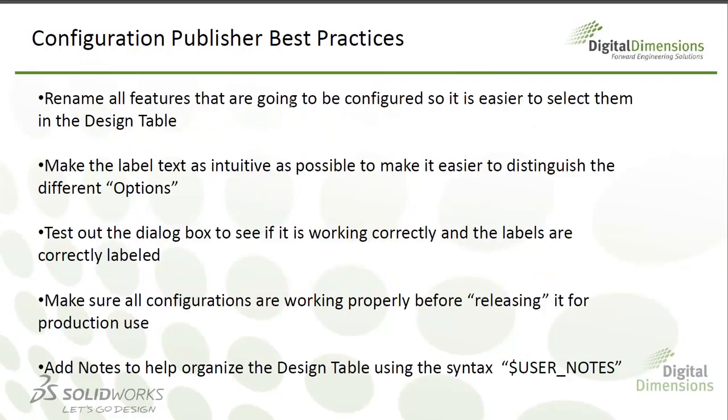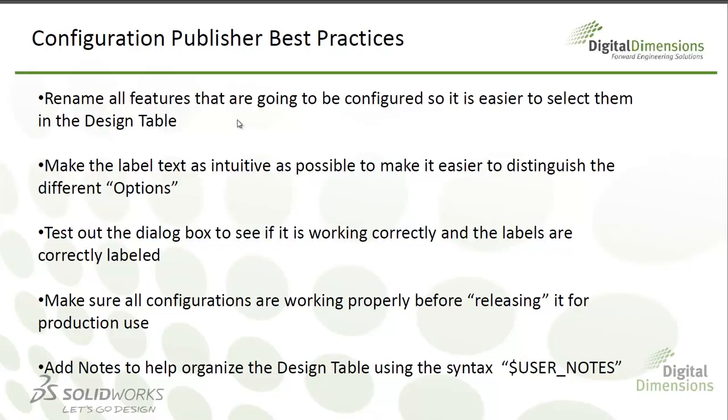Now one last thing to talk about is the best practices for the configuration publisher. So I would rename all the features that are going to be configured so it's easier to select them and understand them in the design table. Boss extrude or cut extrude is not going to make much sense to you, so name the features. And then also the same with the dimensions, change the dimensions to, you know, hole diameter, tire radius, things that make sense, not just have it say D1. Make the labels as intuitive as you can, like when I change that one to 12-point or 6-point.